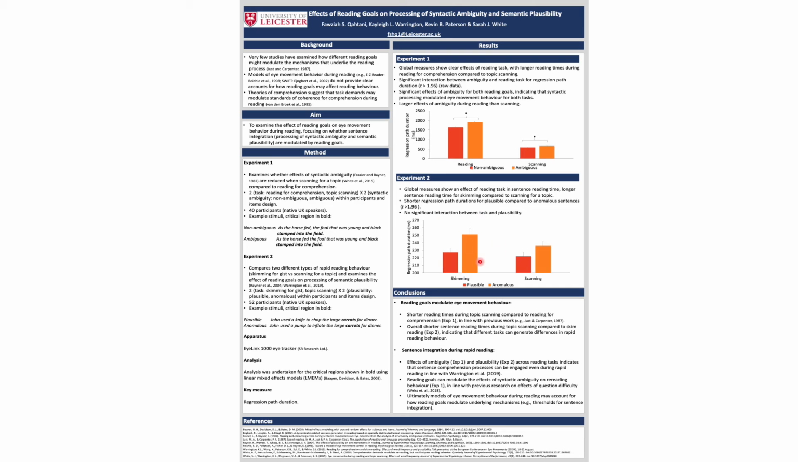The pattern of results in Experiment 2 indicated that sentence reading times were longer during skimming compared to scanning for a topic. It could be that different types of reading goals may set different standards of coherence. It could be that standards of coherence are a bit higher for skimming compared to scanning, for example, with more time taken for integration and reanalysis.